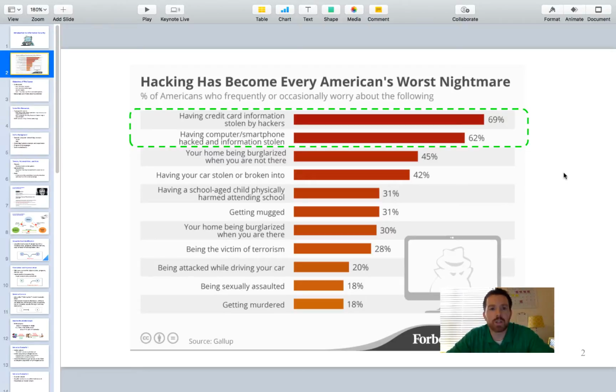All right. So hacking has become every American's worst nightmare. These are some percentages of Americans who frequently or occasionally worry about the following. So 69% of people worry about having their credit card information stolen by hackers. 62% worry about having their computer or smartphone hacked or information stolen. And then you see some pretty common stuff: having your car stolen, your home burglarized, school-age children physically harmed, getting mugged. So think about it. More people worry about having their credit card information stolen or their smartphones hacked.